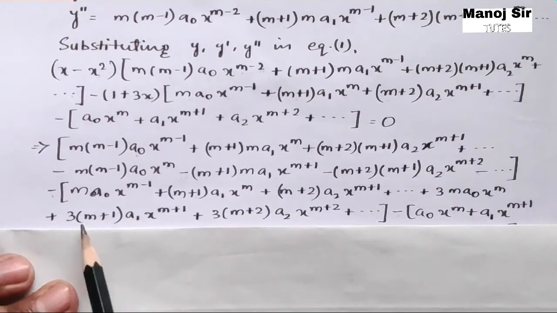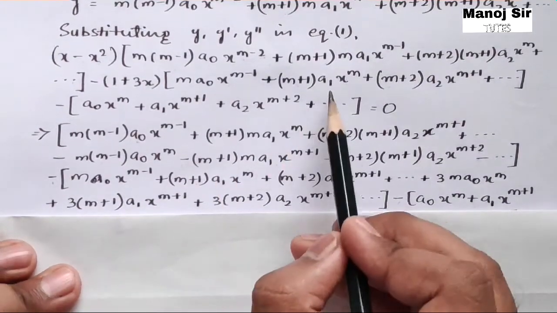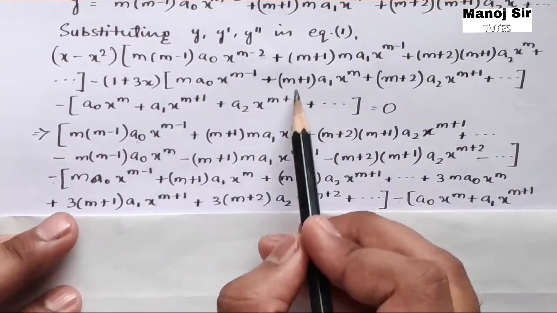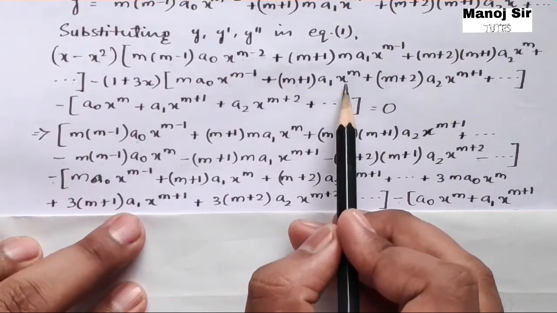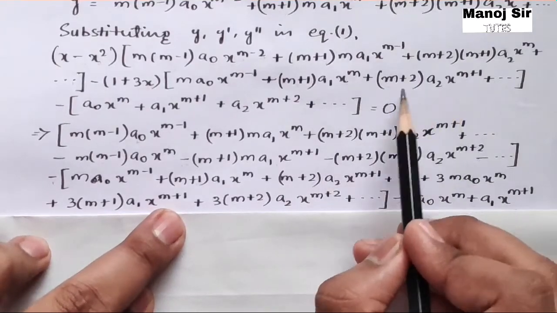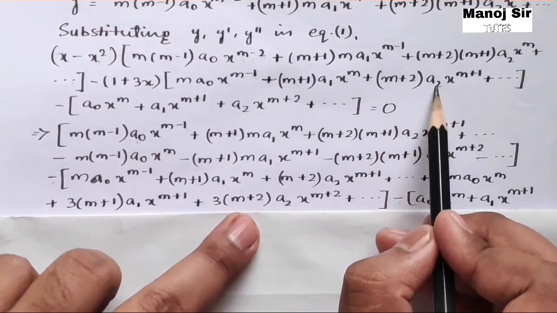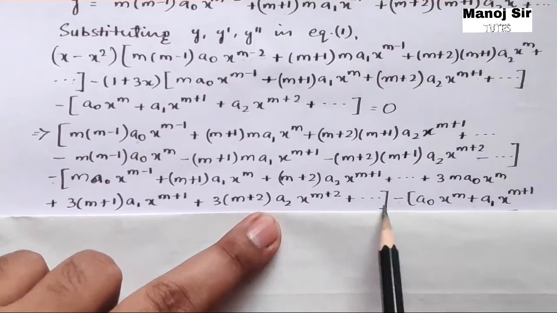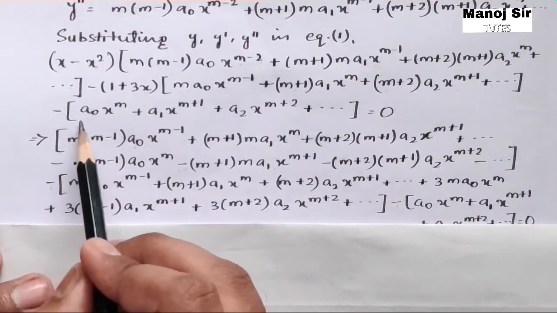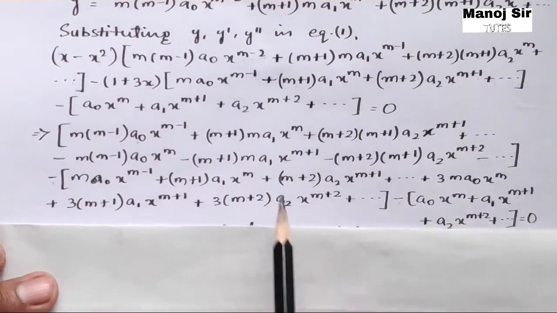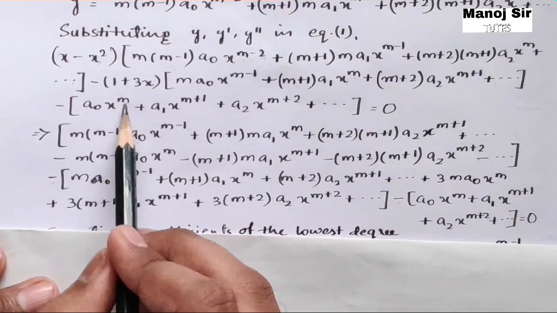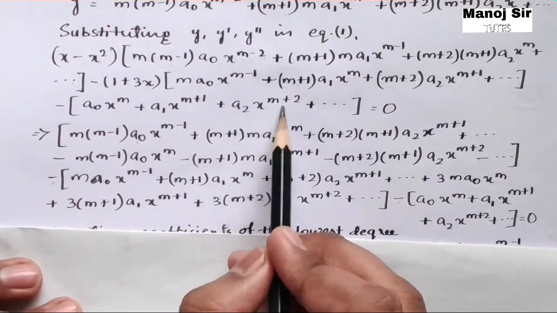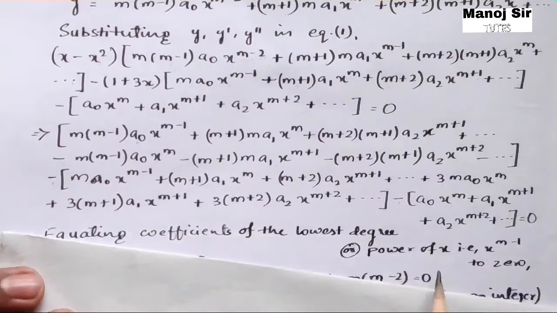Now coming to the next term, 3x into this part, that is 3 into m plus 1 into a naught into x to the power m plus 1. Now coming to this part, that is 3 into m plus 2 into a2 into x to the power m plus 1 into x will become x to the power m plus 2, plus dot dot dot. Now this is as it is, that is minus of a naught into x to the power m plus a1 into x to the power m plus 1 plus a2 into x to the power m plus 2 plus dot dot dot equals 0.